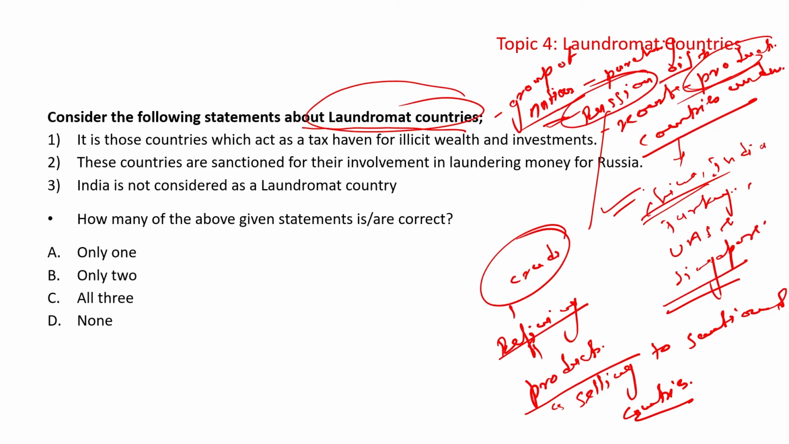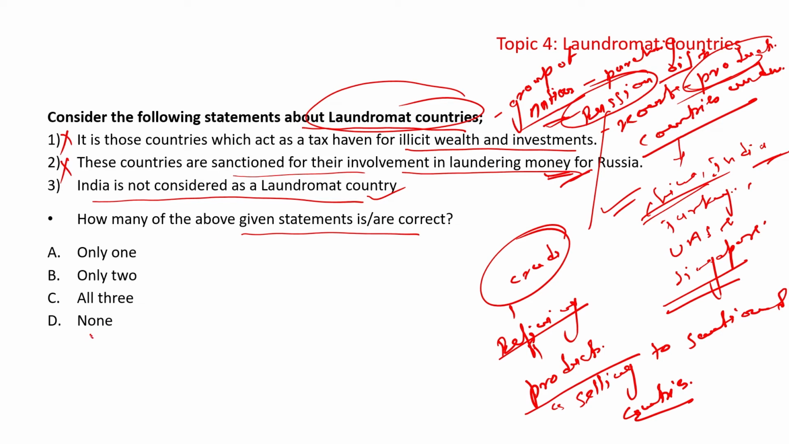So let's see the question here. Is it those countries which act as a tax haven for illicit wealth and investment? No, it was not. These countries are sanctioned for involvement in laundering money for Russia. Very close, but the laundering is not through a simple purpose, but with a different motive and object, like oil was being laundered. So that will also not be the answer here. India is not considered a laundromat country? As we have discussed, India is one of the countries designated as a laundromat country. So how many of the given statements are correct? None of the above are correct here. So the answer will be D, none of the above are correct.